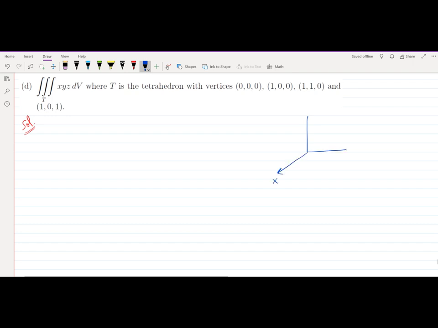X, Y and Z plane. First point 0, 0, 0, which is the origin. 1, 0, 0 will be on the X axis. This point is 1, 0, 0. And 1, 1, 0 will be in the XY plane.